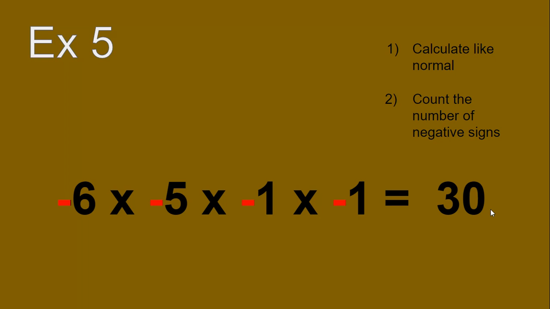We'll try to pair them up. There's 2. They go together as a pair. There's another 2. They go together as a pair. Since there are no negative signs left unpaired, everything had a partner, my answer is a positive 30.